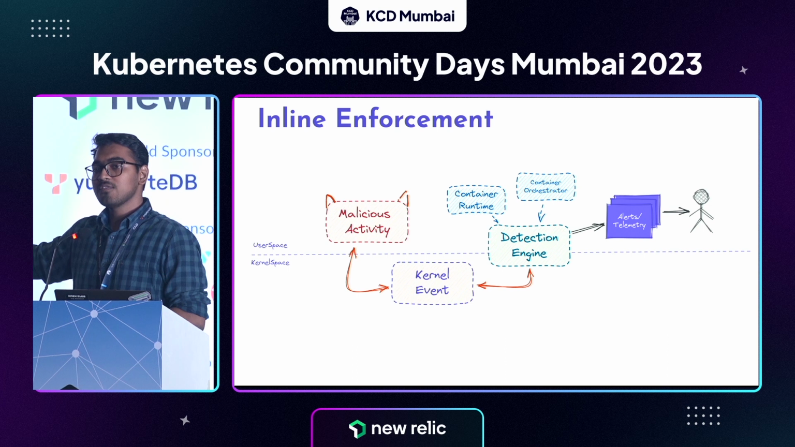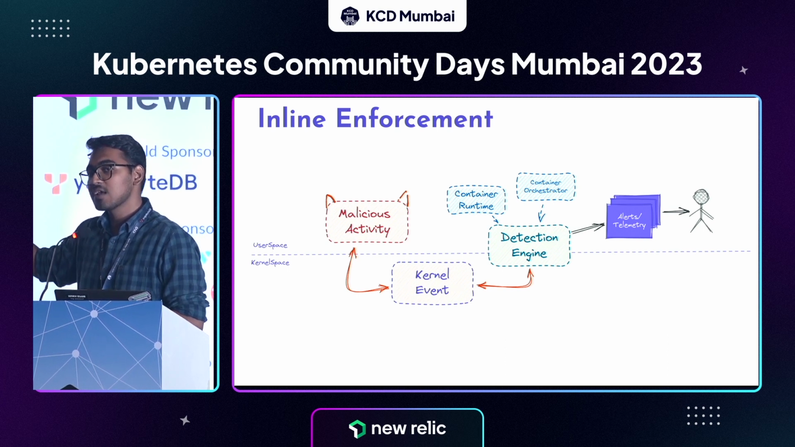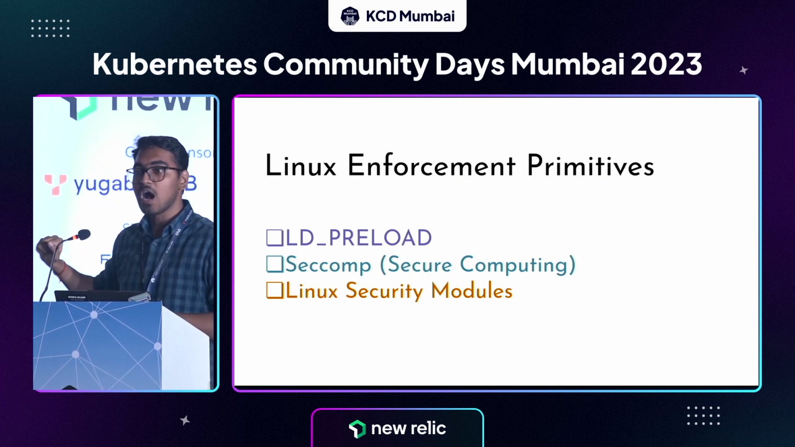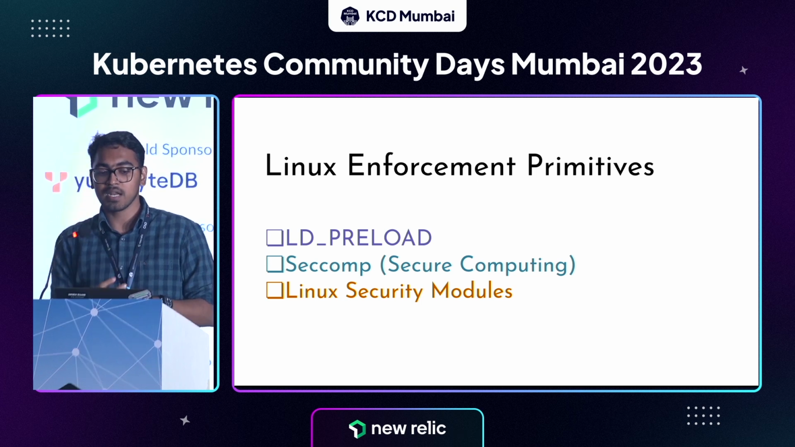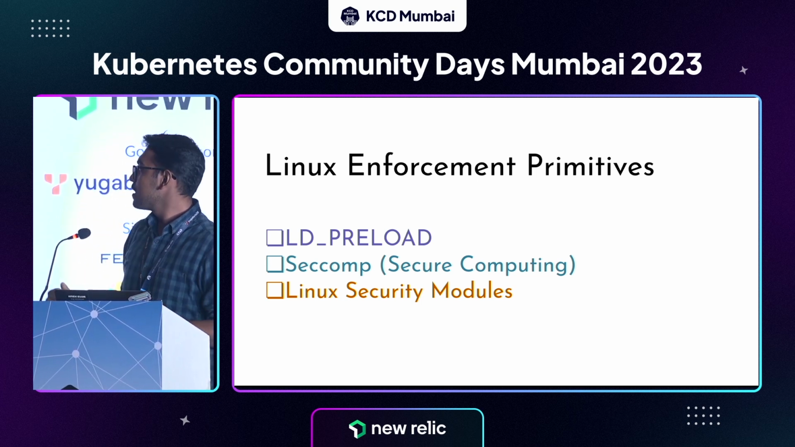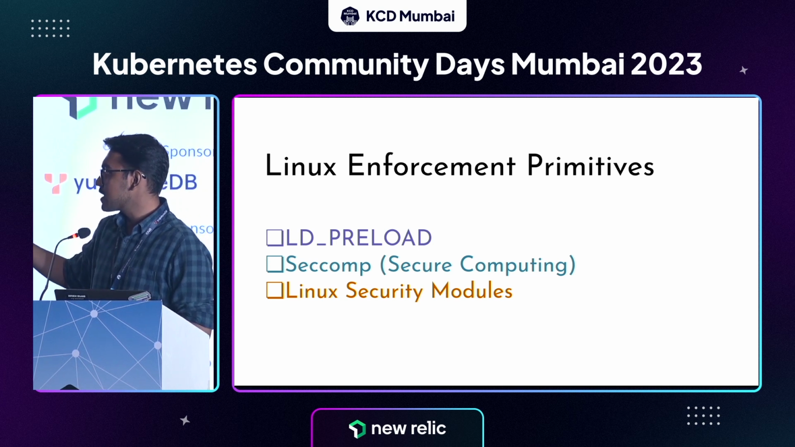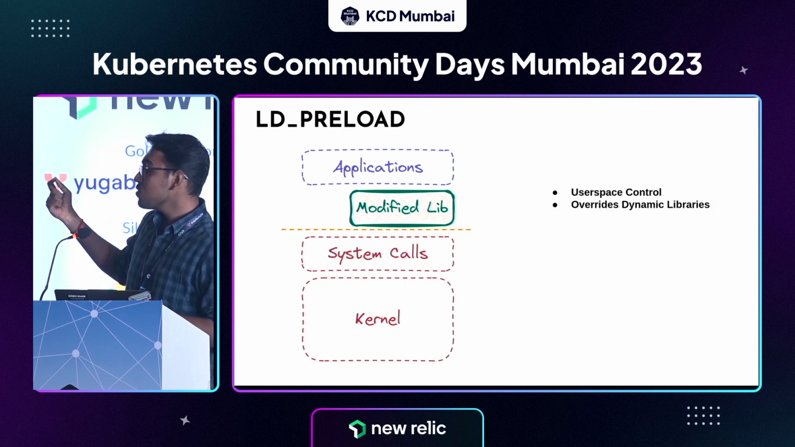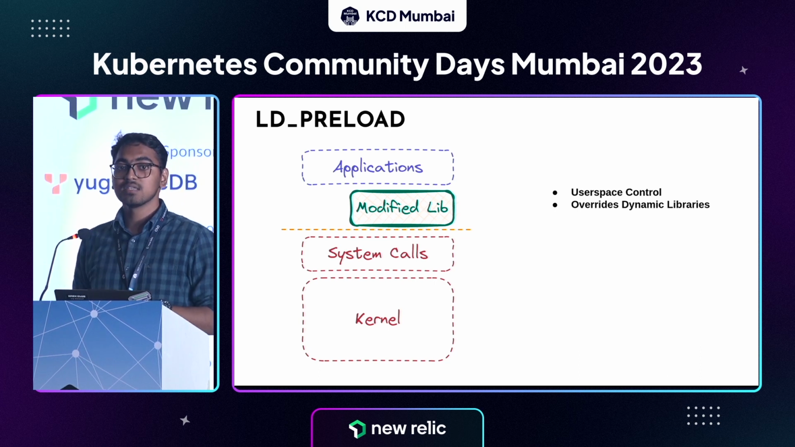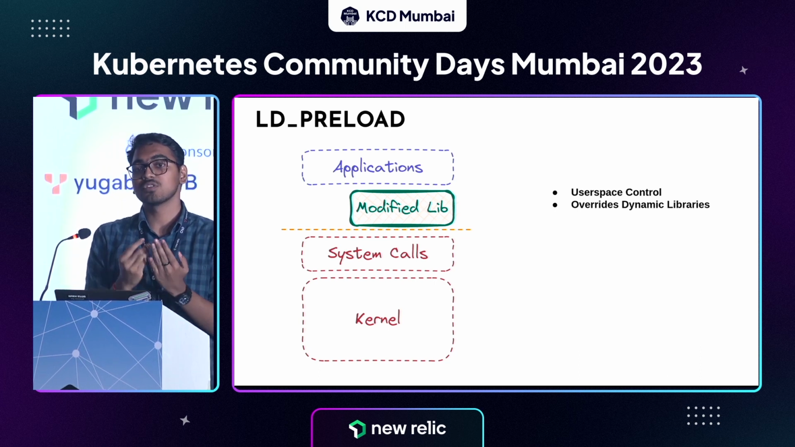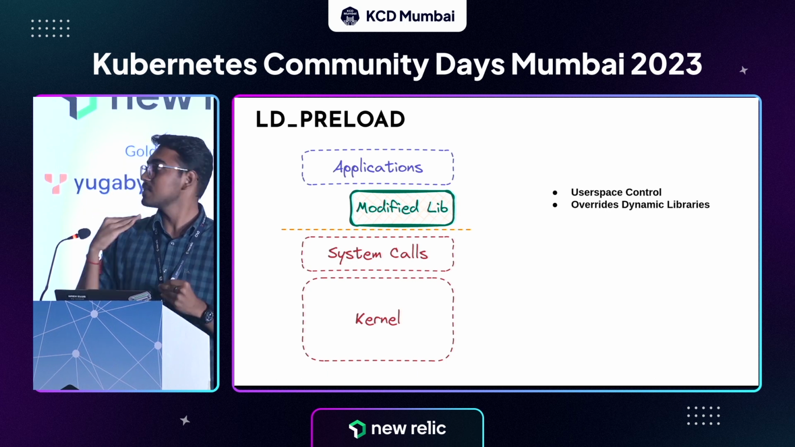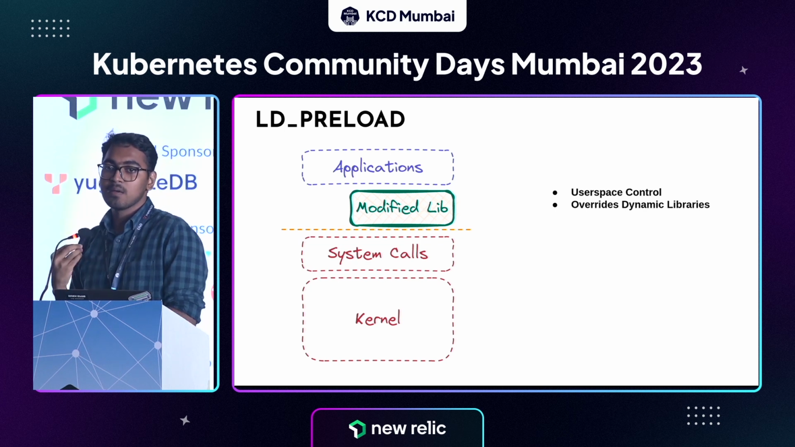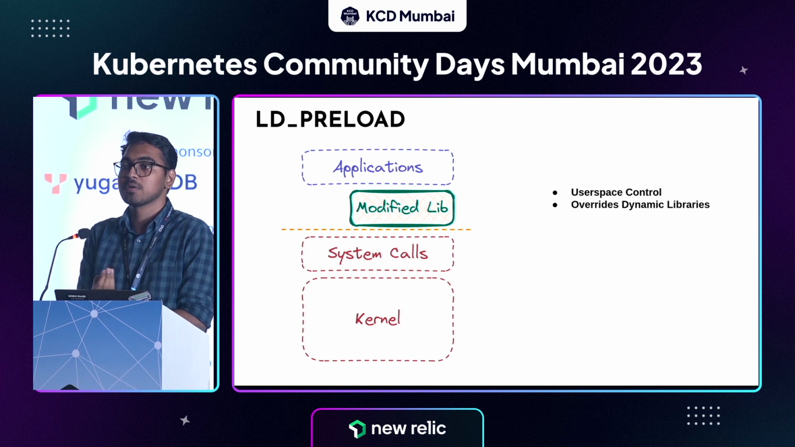The kernel itself is responsible for denying the malicious activity as soon as it's detected. But how can we do this? What are the Linux primitives out there which can help us with implementing this inline enforcement? A couple of them are LD_PRELOAD, Seccomp, and Linux security modules. LD_PRELOAD provides us with a user space control, and since each and every application out there goes through a user space syscall before the kernel events are triggered, we can override these libraries and have a custom layer upon it to help us with the enforcement of security.